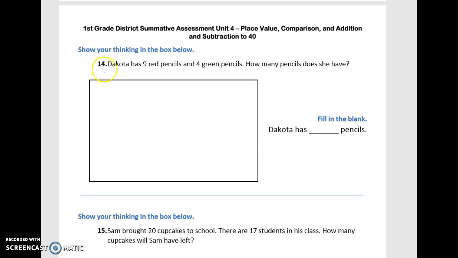Number 14. Dakota has 9 red pencils and 4 green pencils. How many pencils does she have? Draw your picture. Fill in the blank. Dakota has blank pencils.